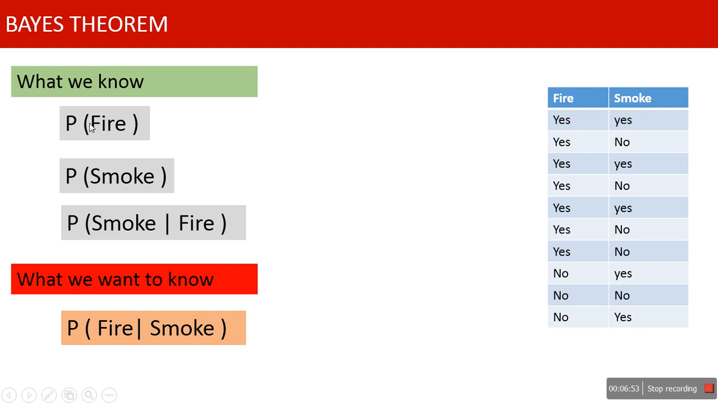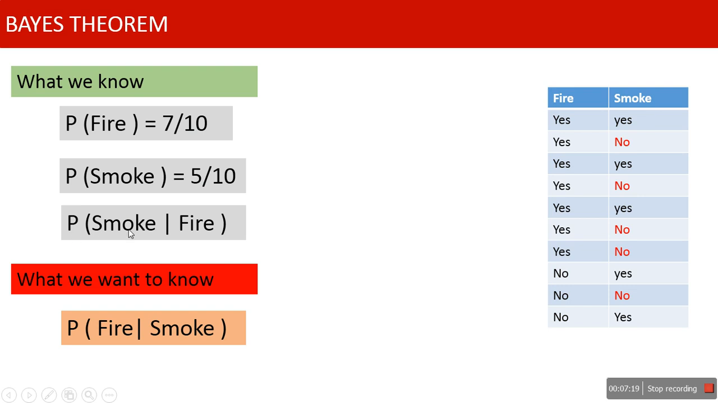First of all, let's see what's the probability of fire. From this attribute, see how many times there was fire: 1 2 3 4 5 6 7. There are total 10 records, and out of 10 there was fire 7 times. So this probability is 7 by 10. Similarly, for the probability of smoke, out of 10 there are 5 times that there was smoke.